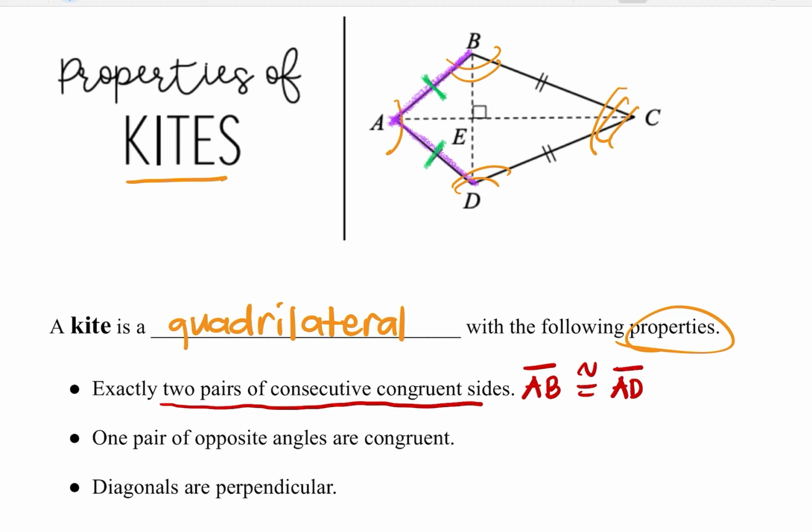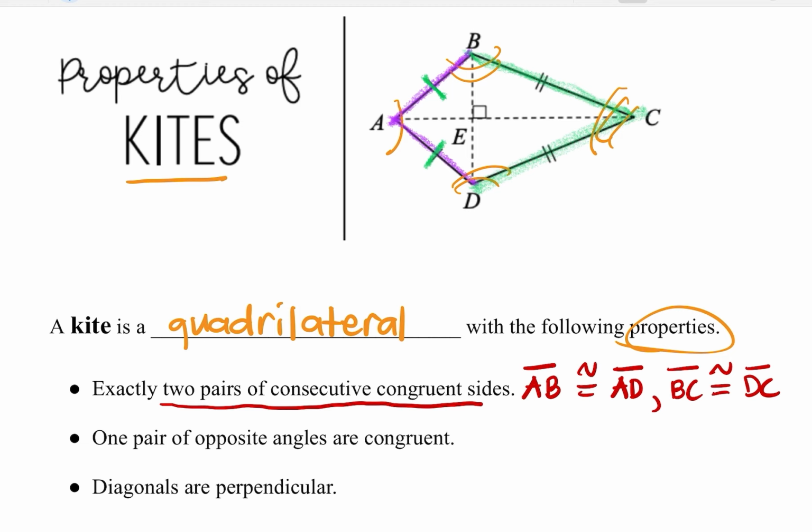Another pair of congruent sides and at the same time consecutive is this side of the figure. So BC, which is consecutive to segment DC, and at the same time they have the same measurement, so we can name that segment BC is congruent to segment DC.